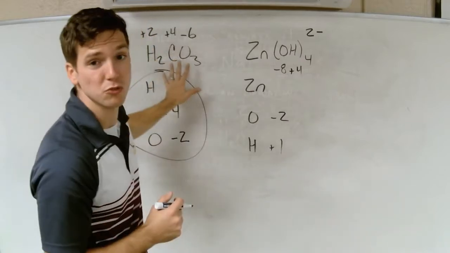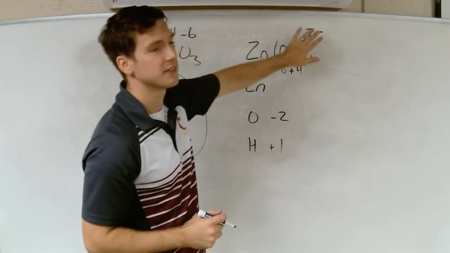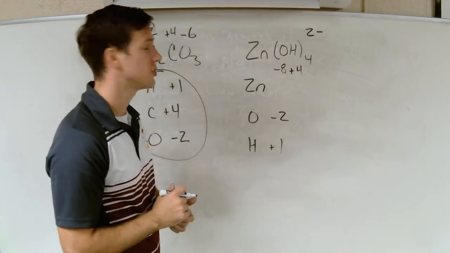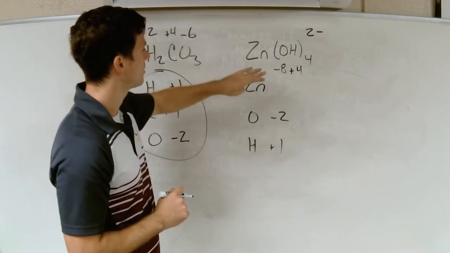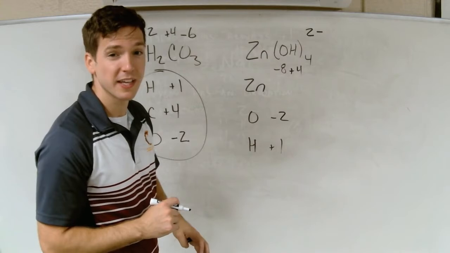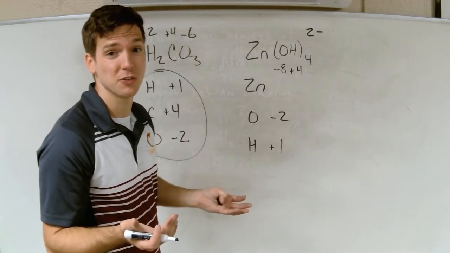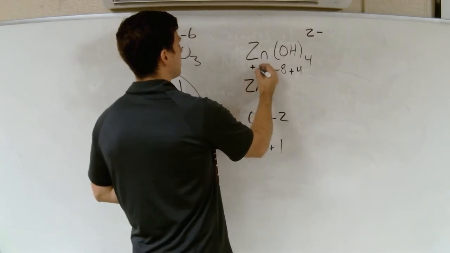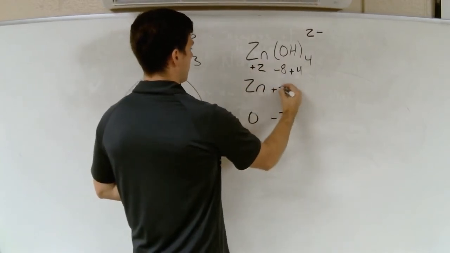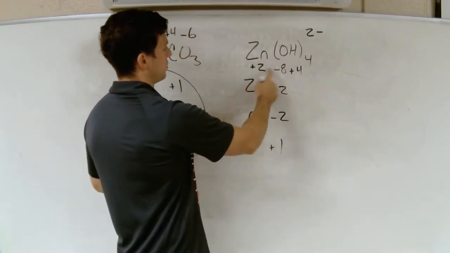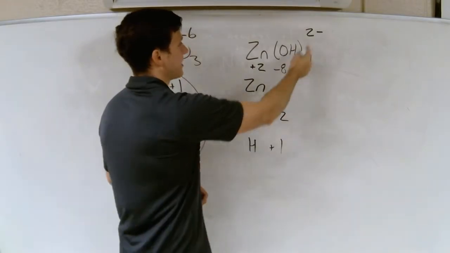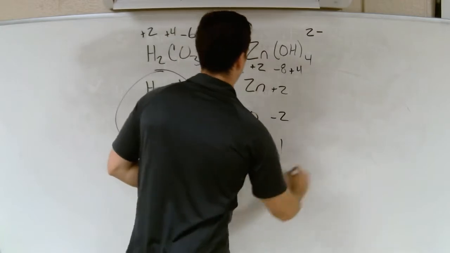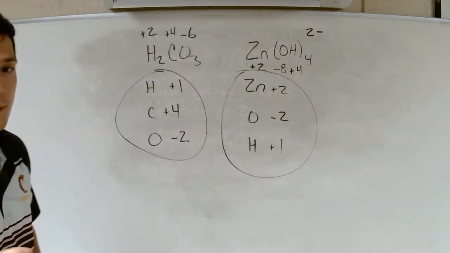This one, it was neutral, so we just had to neutralize it. But in this one, it's got a 2- charge up top, so we got to match that 2- charge. So what must zinc equal? I would say +4 if I want to neutralize it, but I don't want it to be neutral. I want it to be 2-. So I'm just going to say it was +2, right? 2 + 4 is +6, -8 gives me that total charge of 2-. So that's my answer right there.